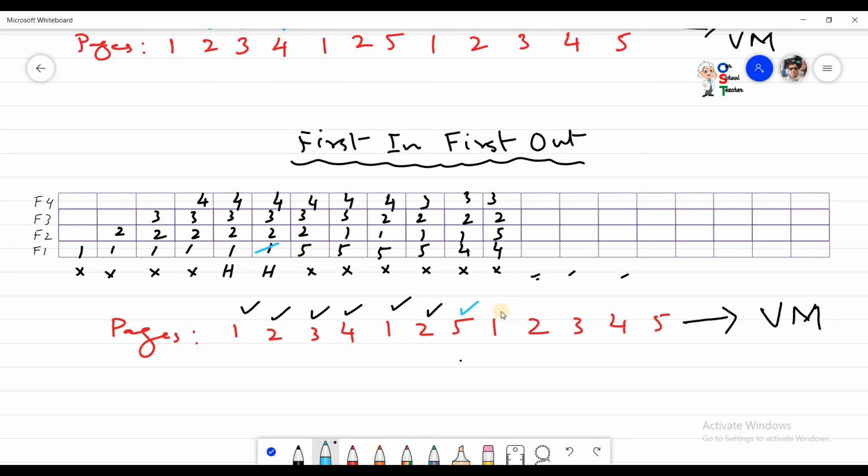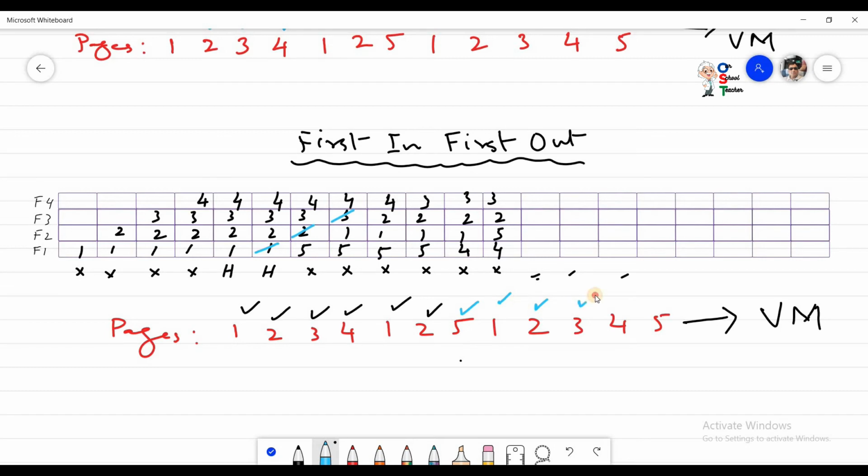After this, the CPU requires page number 1. This will replace the page in the second frame, where we had page number 2, and the rest of the frames will remain the same. After this, page number 2 is required, so the third frame will be replaced, and 2 will be kept here, and the fourth frame and the rest of the frames will remain the same.